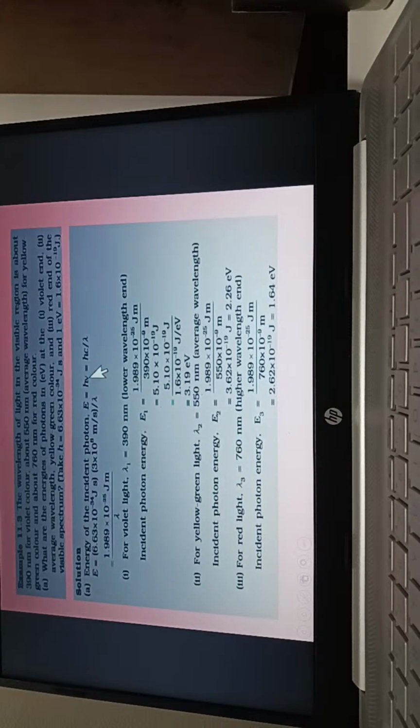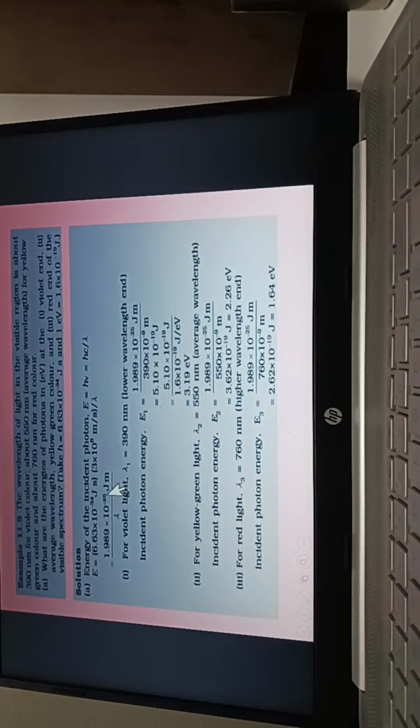E is equal to h nu. Nu is c by lambda. H is Planck's constant, this value is 6.63 into 10 to the power of minus 34 joule second. And speed of light is this. If you multiply 3 into 6.63, you will get 19.89. So the minus 34 into 8 will become minus 26. Okay? 26 only?